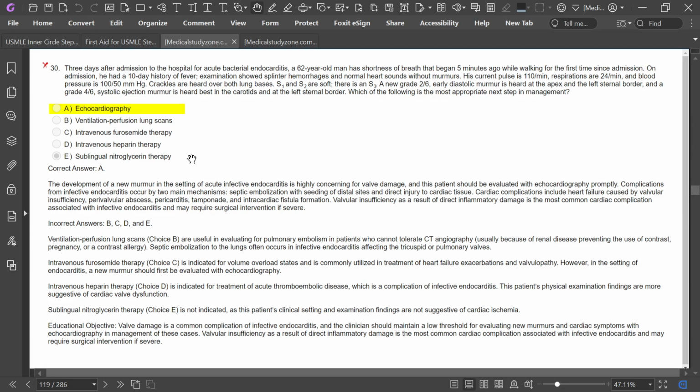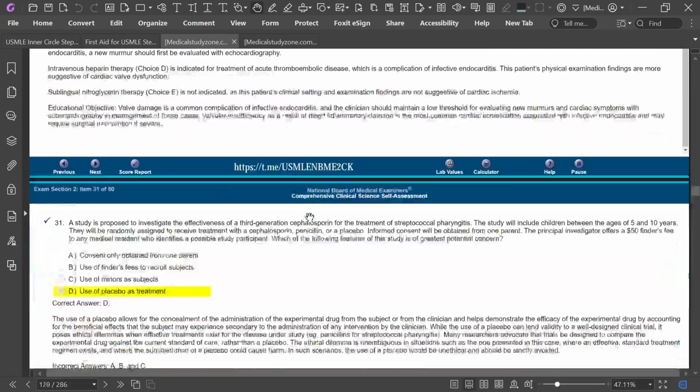Okay. Next. A study is proposed to investigate the effectiveness of a third generation cephalosporin for treatment of strep pharyngitis. The study will include children between ages 5 and 10. They will be randomly assigned to receive treatment with cephalosporin, penicillin, or placebo. Informed consent will be obtained from one parent. The principal investigator offers a $50 finder fee to any medical resident who identifies a possible study participant. Which of the following features of this study is of greatest potential concern?